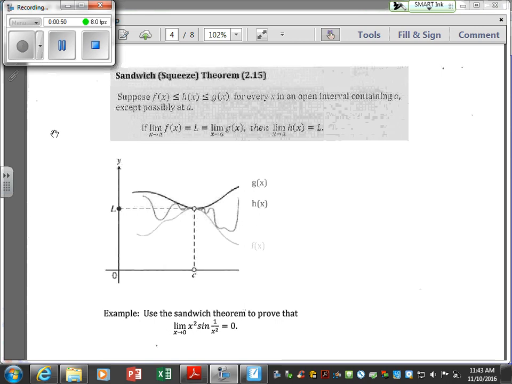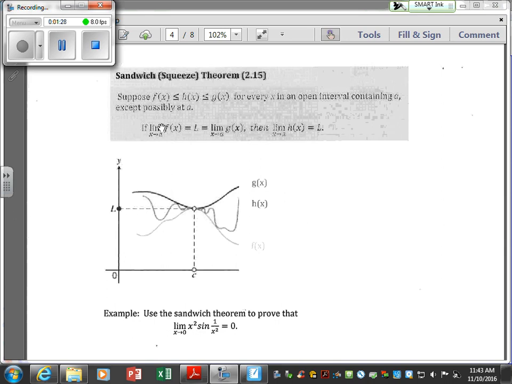Okay, and the next thing we're going to look at is the sandwich theorem, most of the time known as the squeeze theorem. And so suppose you have a function f of x. Here you can see it in this light color. The graph usually really helps. And you have it's less than or equal to h of x, less than or equal to g of x. So basically h of x is squeezed in between the other two functions in an open interval containing c, except possibly at a. Okay, and this is an a. The copy's a bad copy.